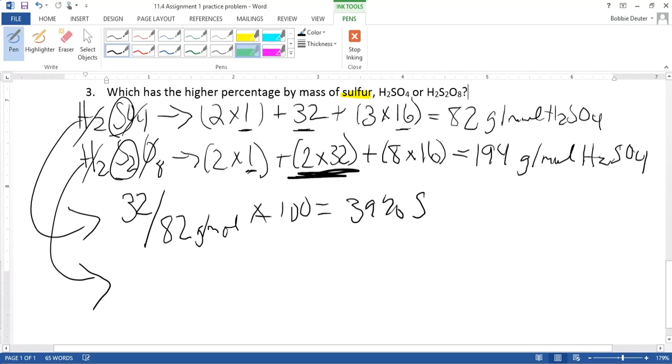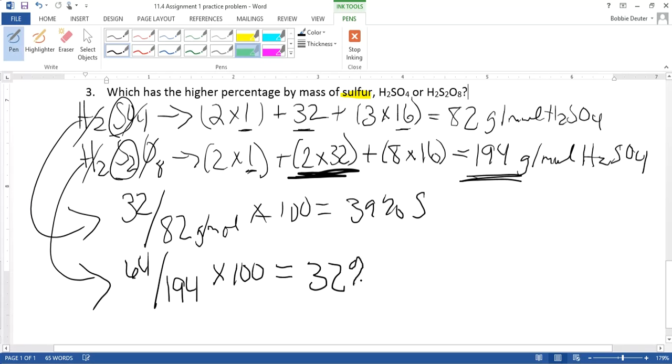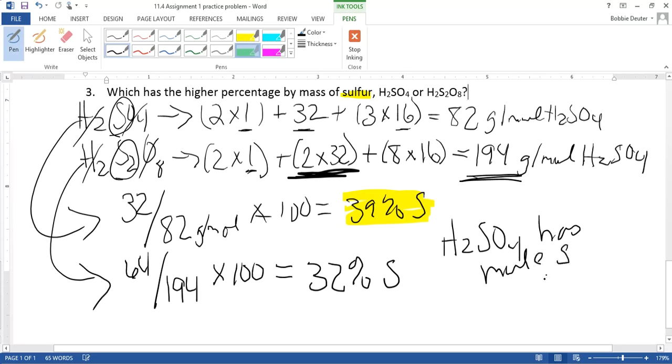Okay, so let's go on to our second compound. Well, in this case, we have 2. So we have to take 2 times 32, and we get 64. We put that over the molar mass of 194 times 100. And in this case, the sulfur percentage is 32. So, which compound has more sulfur? Sulfuric acid. So your H2SO4 has more sulfur by percent. And so that's what that question's asking you.